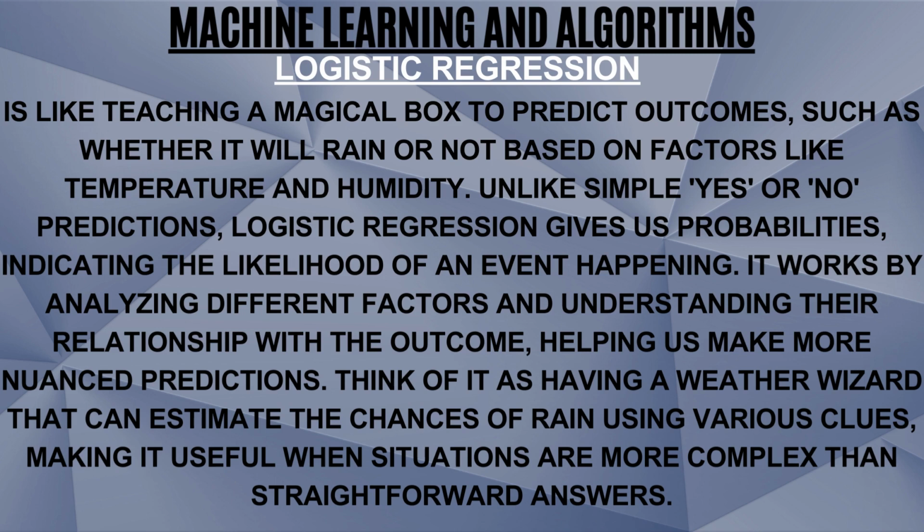Logistic regression is like teaching a magical box to predict outcomes such as whether it will rain or not based on factors like temperature and humidity. Unlike simple yes or no predictions, logistic regression gives us probabilities, indicating the likelihood of an event happening. It works by analyzing different factors and understanding their relationship with the outcome, helping us make more nuanced predictions. Think of it as having a weather wizard that can estimate the chances of rain using various clues, making it useful when situations are more complex than straightforward answers.